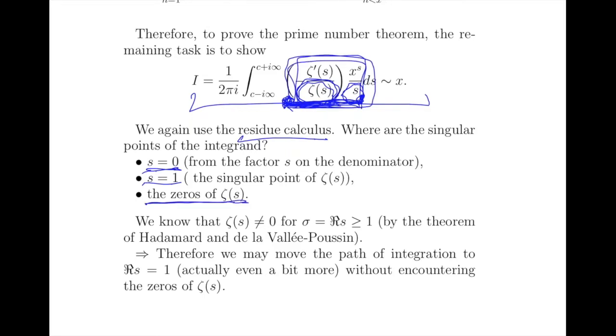But we already know that zeta(s) is not equal to 0 when sigma is larger than or equal to 1, by the theorem of Hadamard and de la Vallée Poussin. So now we move the path of integration into the real part s equal to 1 without encountering the zeros of the Riemann zeta function. Actually, even a bit more.